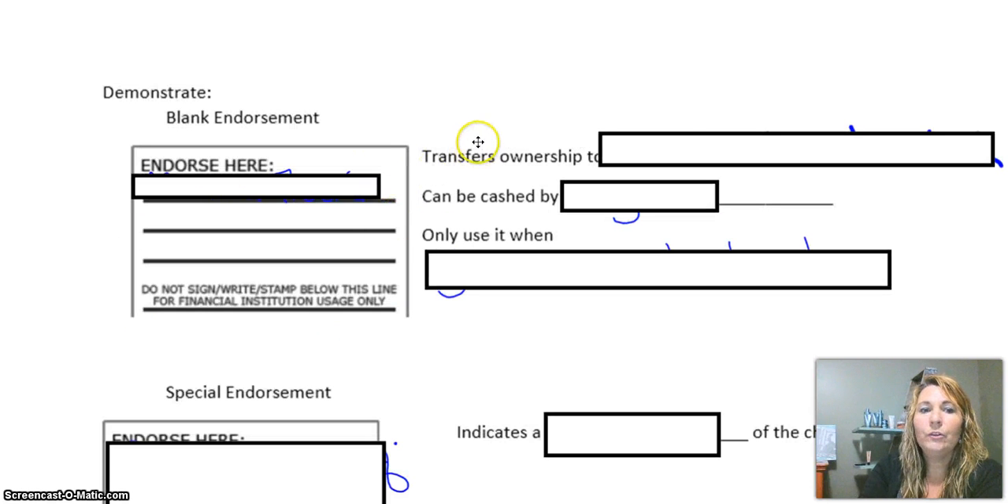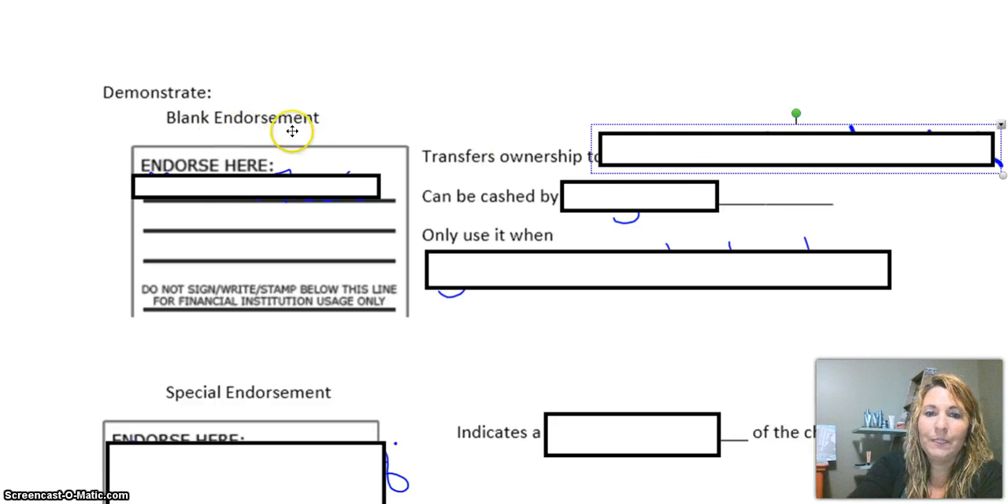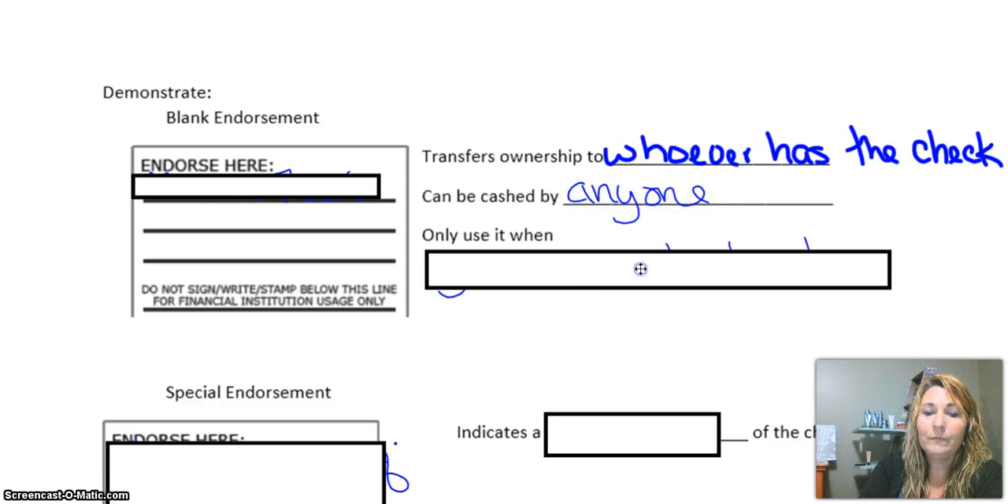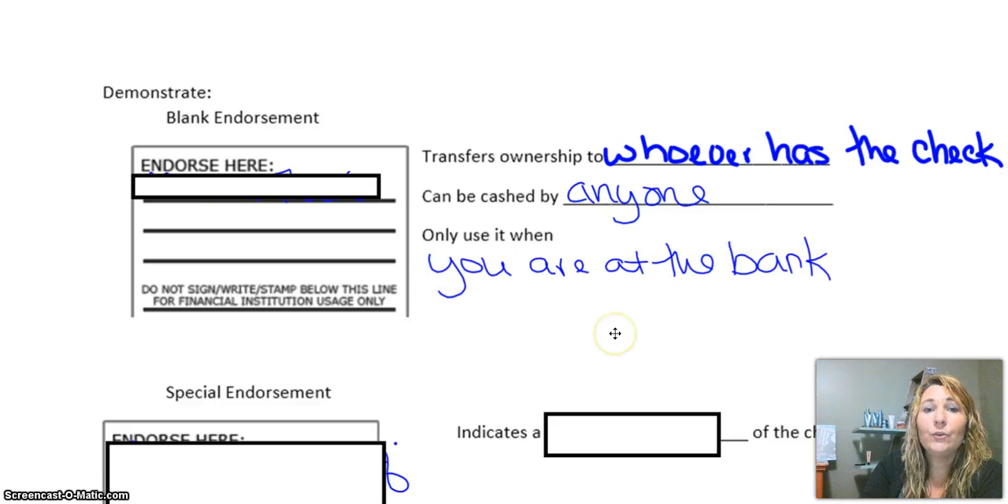Okay, we're going to look at our endorsements. The first one we're going to look at is a blank endorsement. A blank endorsement will transfer the ownership of the check to whoever has the check. So whoever is in possession of the check now owns the check with a blank endorsement. It can be cashed by anyone. So you should really only use a blank endorsement when you are at the bank. If you use a blank endorsement and then you lose the check before you get to the bank, whoever picks it up can actually legally cash that check and keep the money.